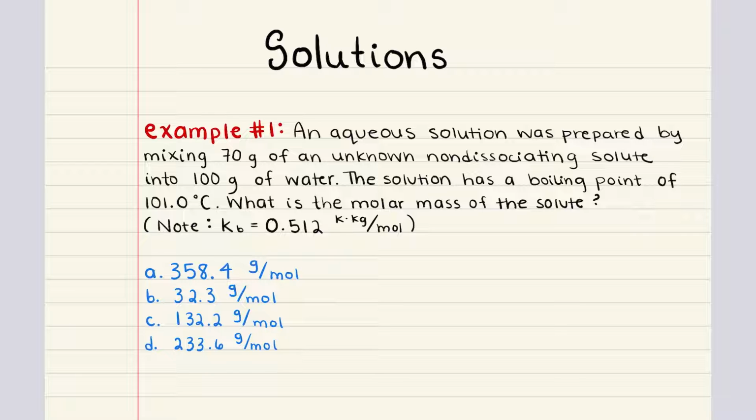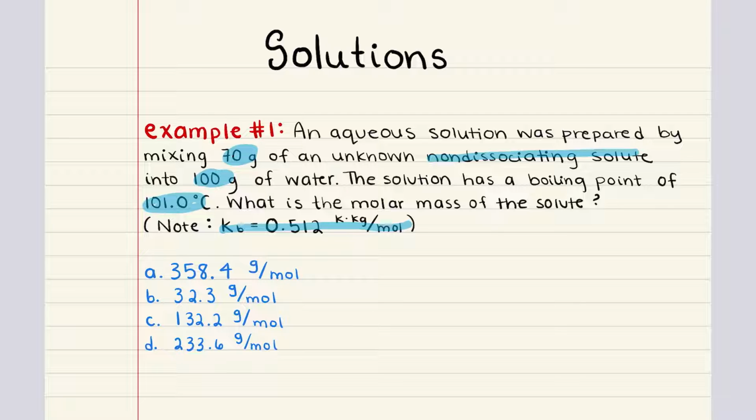Problem number 1 says an aqueous solution was prepared by mixing 70 grams of an unknown non-dissociating solute into 100 grams of water. The solution has a boiling point of 101 degrees Celsius. What is the molar mass of the solute? We're also given the Kb value for water. Okay, so this problem asks us to determine the molar mass of an unknown solute based on the change in boiling point of the solution.